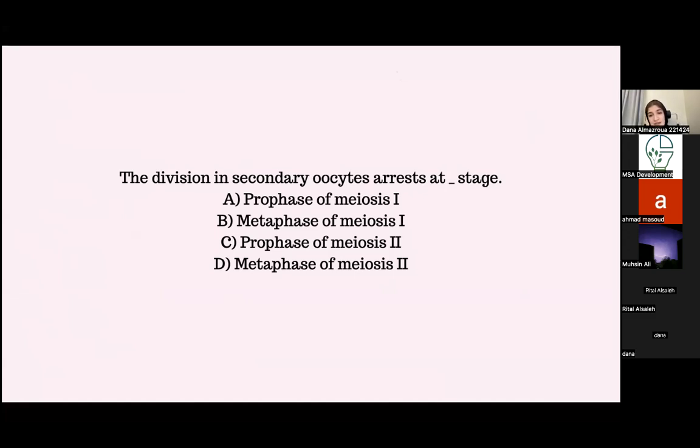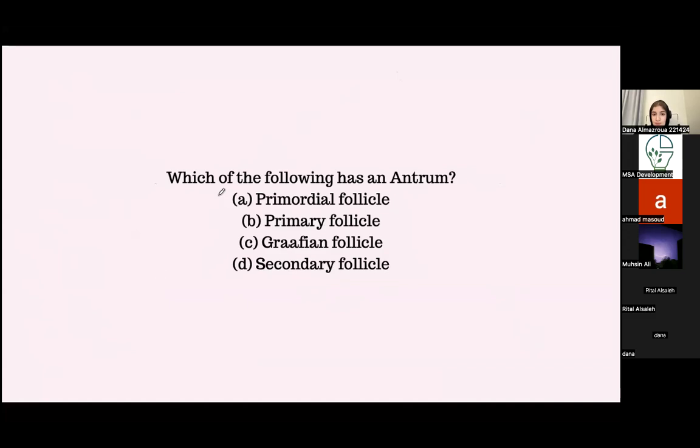So all of you said the same answer, which is D, and the answer is correct. I'm glad all of you answered this correctly. Yes, it is D. It is metaphase of meiosis II, but if it was a primary oocyte, then the answer would be A, and it would be prophase of meiosis I. Bravo. Okay. Which of the following has an antrum? Okay, so all of you said C, and it's the correct answer.